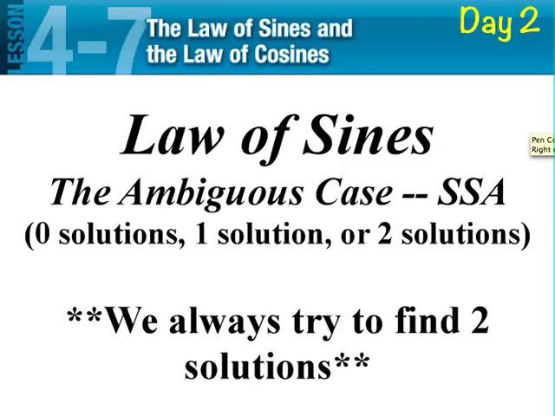Signs, the ambiguous case. The ambiguous case occurs when you know the side-side-angle of a given triangle. When side-side-angle occurs, you're either going to have no solution, one solution, or two solutions. That's why they call it the ambiguous case, because you don't readily know: are you going to have 0, 1, or 2? So what we will always do is try to find two solutions. This is the best way to work.